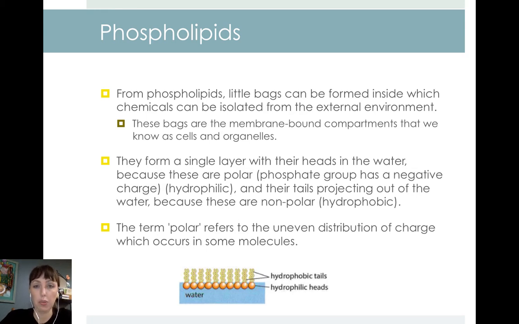So from phospholipids, little bags can be formed inside, which chemicals can then be isolated from the external environment. And these membrane-bound compartments are cells and organelles. They form a single layer with their heads in the water because they're polar, like we just said, and their tails projecting out of the water. Okay, and we know that the term polar refers to the uneven distribution of charge which occurs in some molecules.